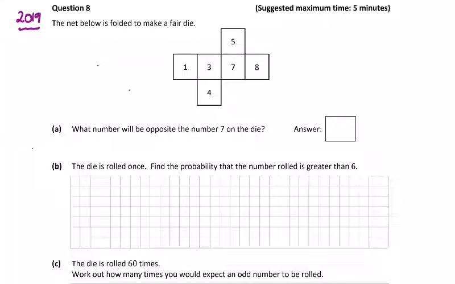In this video, we'll look at question 8 to question 14 till the end of the test. A little bit of probability here. In question 8, we're given a fair-sided dice and we're given the net of it. We're asked what number will be opposite the number 7.